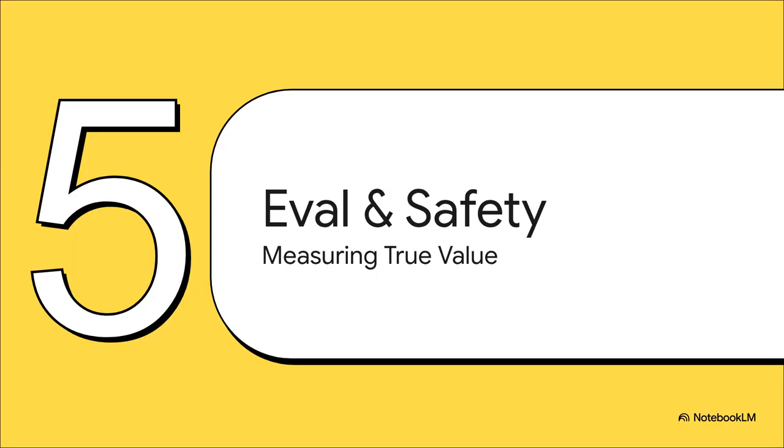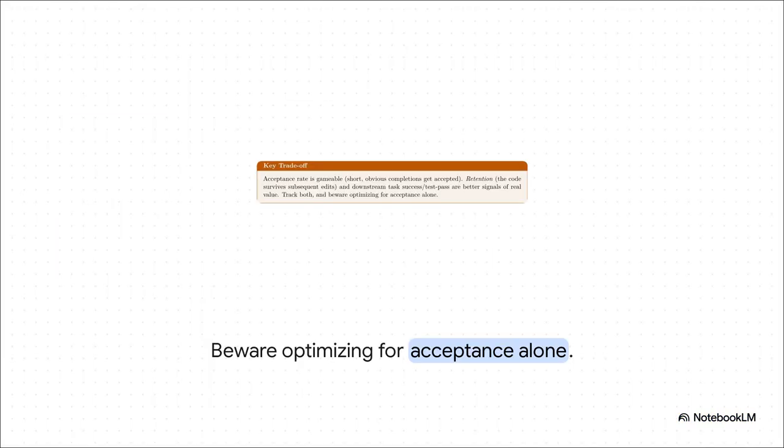Section 5. Evaluation, Safety, and Privacy. Measuring True Value. Now, this brings us to a major system design trap. When you are evaluating an AI coding assistant, optimizing solely for the acceptance rate, meaning how often a developer hits tab to accept the code, is highly misleading. Honestly, developers will mindlessly accept super short, obvious completions like closing brackets or single variables all day long.